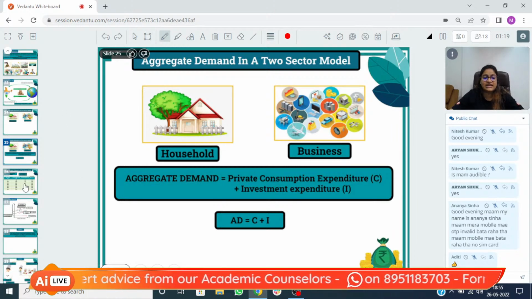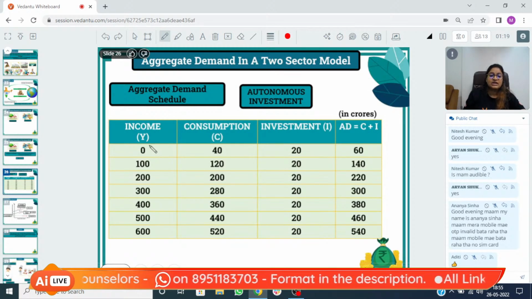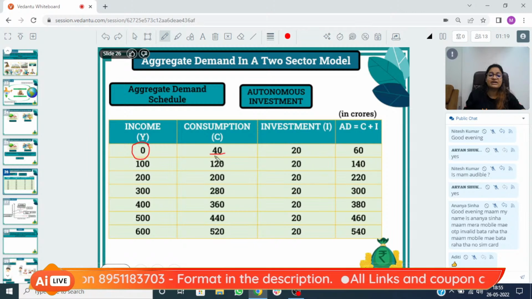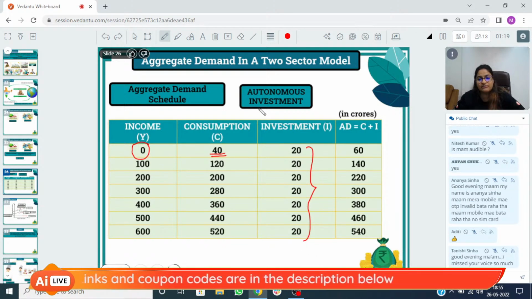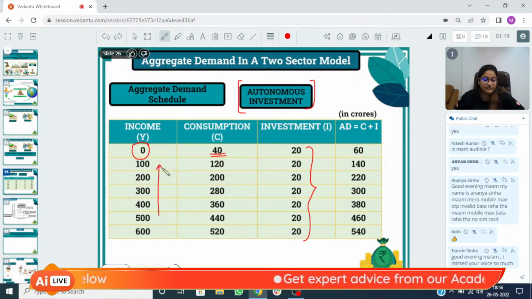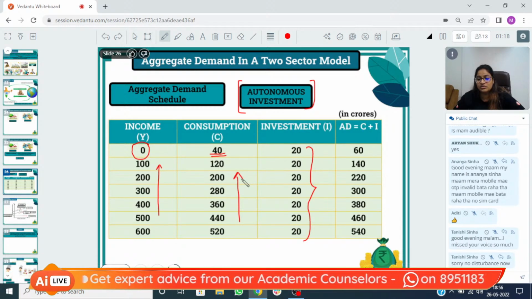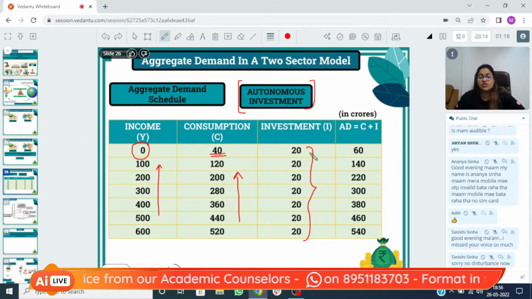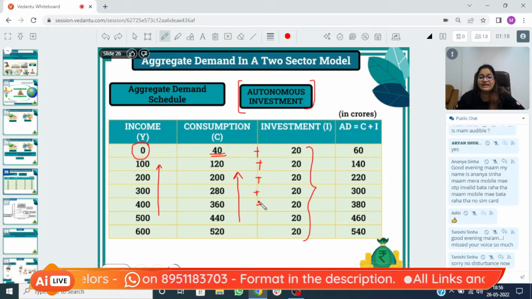Now let us understand this using a schedule. So सबसे पहले we have income. Even when the income is zero, consumption can never ever be zero. This is our autonomous consumption. Investment remains same at all levels of income. Here we are assuming that the investment is autonomous investment. As the income is rising, if you observe, consumption is also rising. Yes or no? Correct everyone? So when you add consumption and investment, you get aggregate demand.